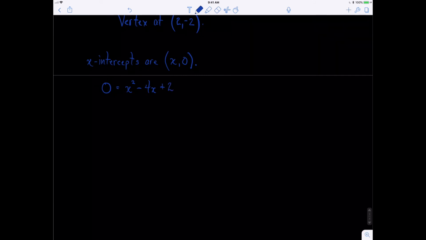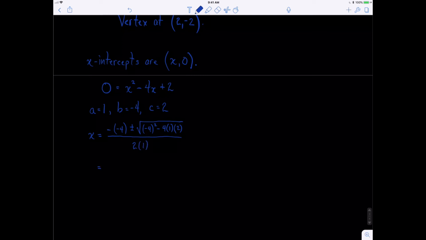You could do this a few ways. Maybe just for the sake of practice, we'll try the quadratic formula. Notice if we do that, a will be 1, b will be negative 4, and our c value is 2. Then x equals negative b, so minus negative 4, plus or minus the square root of b squared, that's negative 4 squared, minus 4 times a times c, all of that over 2 times a.